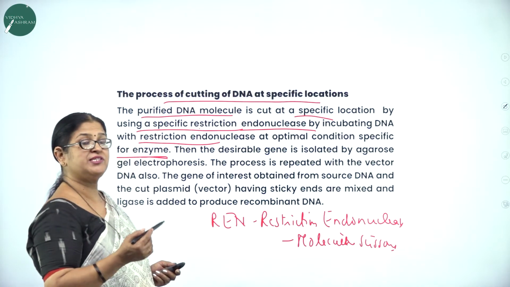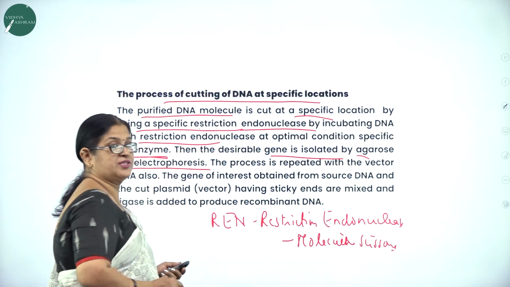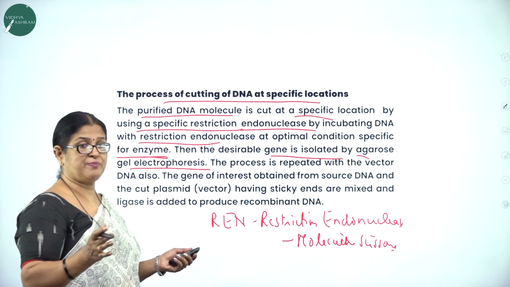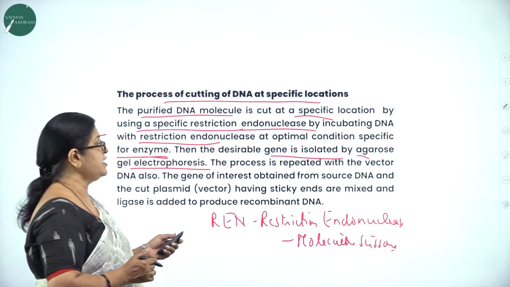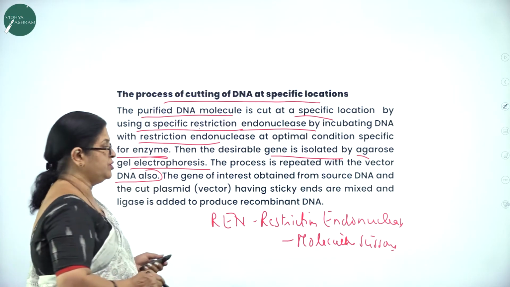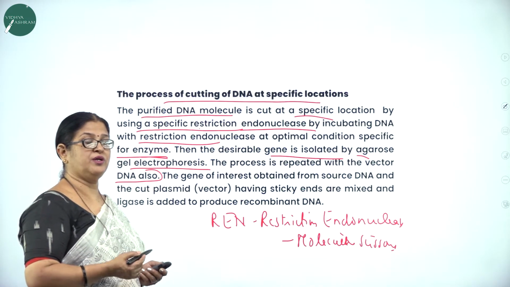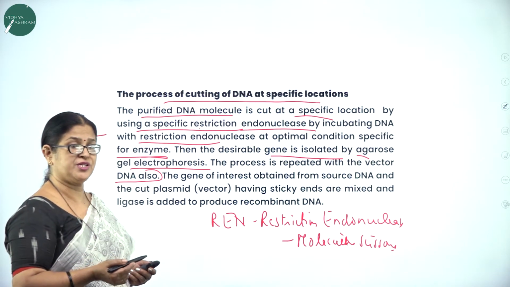Then the desirable gene is isolated by agarose gel electrophoresis. Very important. Then the desirable gene is isolated or separated by a methodology called agarose gel electrophoresis, and the process is repeated with the vector DNA also. So the gene of interest. The desired gene is taken and is introduced into the host cell.